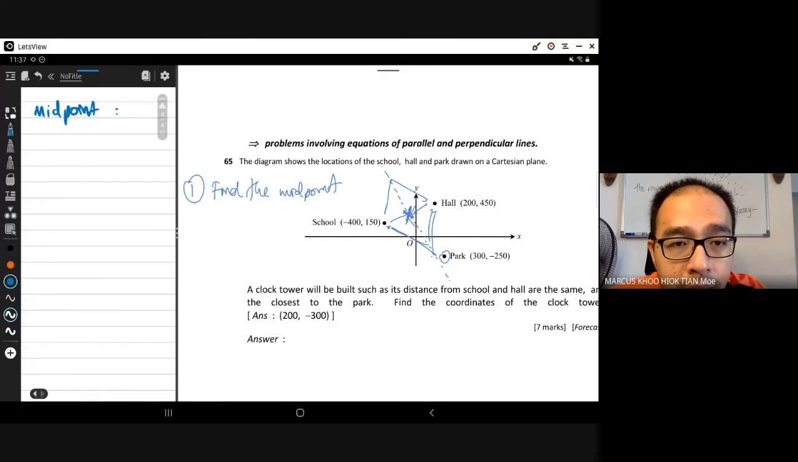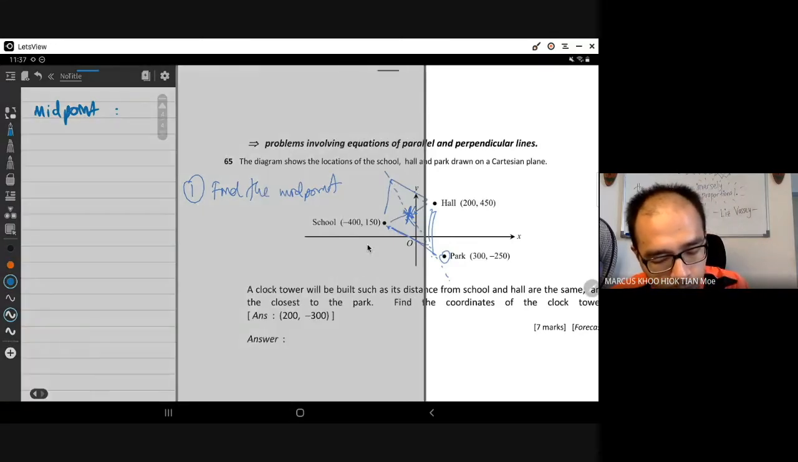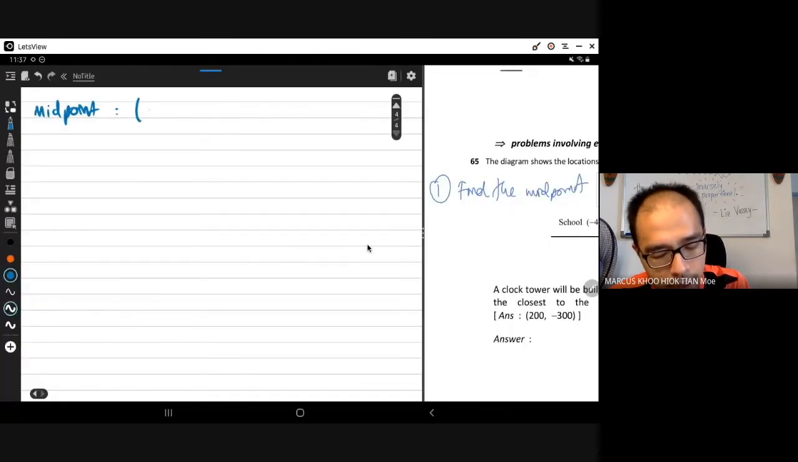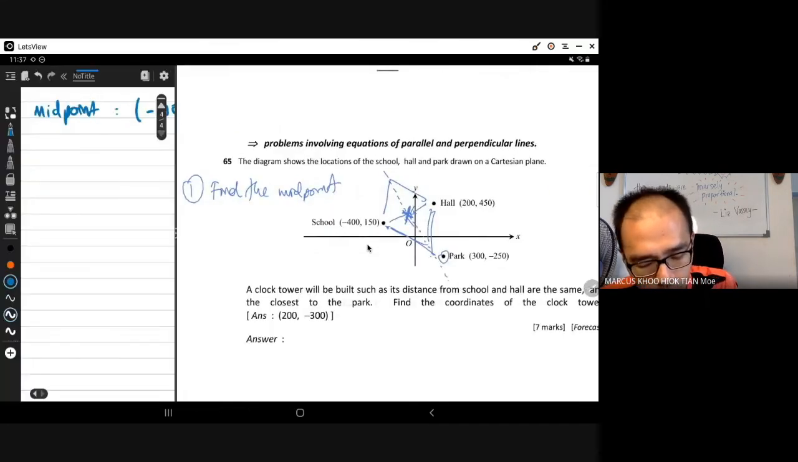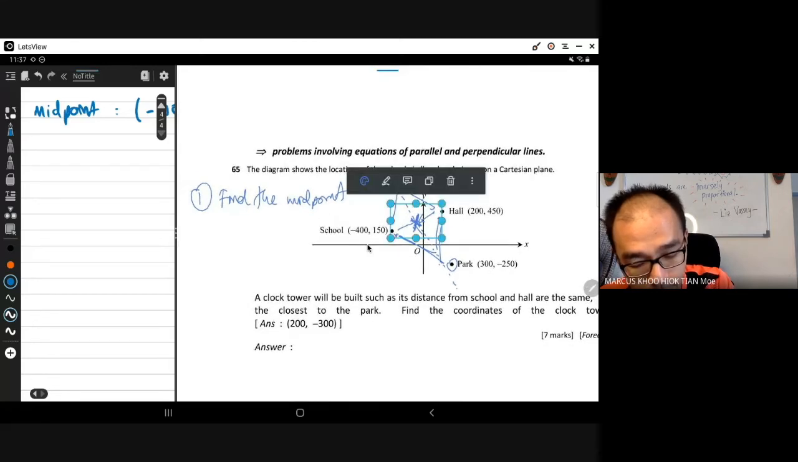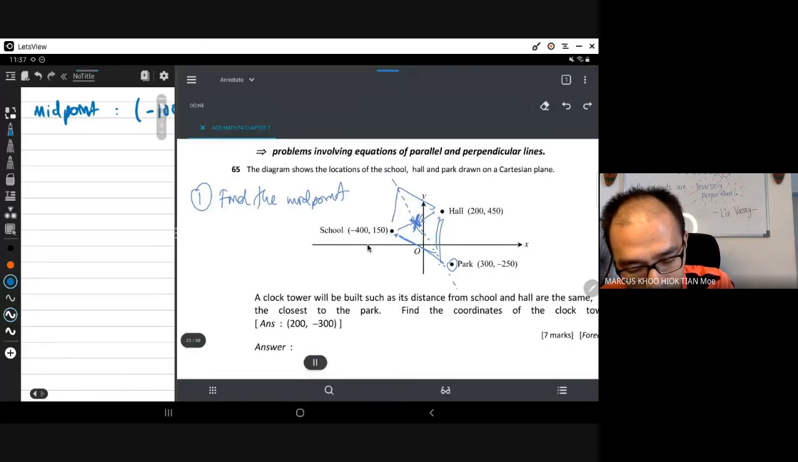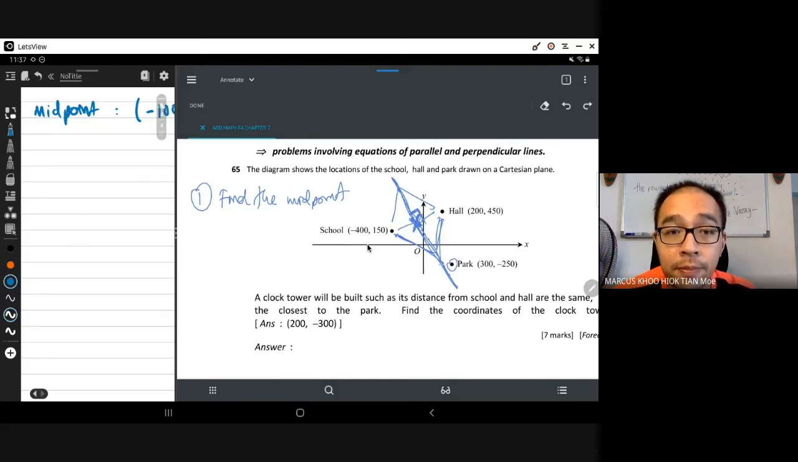The midpoint is negative 100 and 300. Okay, so let's write this down first. The midpoint is negative 100 and 300. Let's take a look back at this diagram. If the midpoint is here, and we want to find this straight line, because wherever this straight line is, it's always going to be the same distance from the school to the hall, so it has to be a perpendicular line.